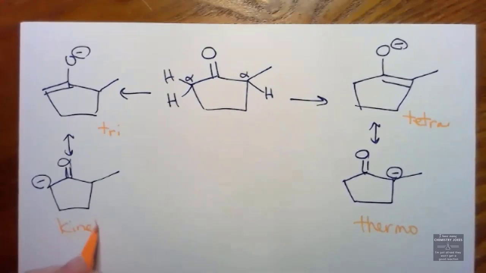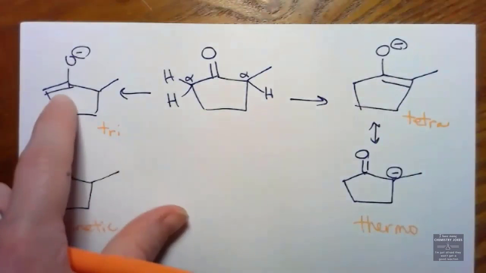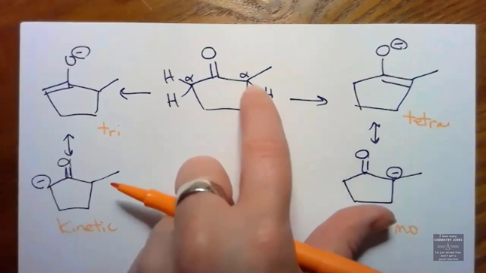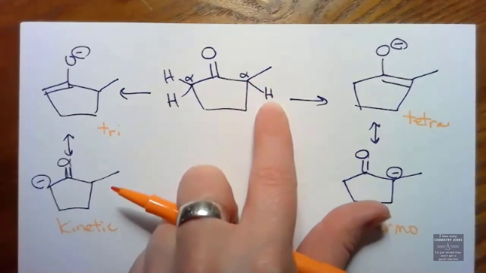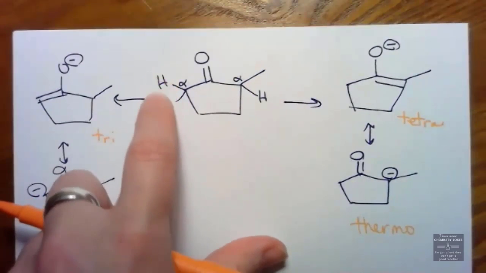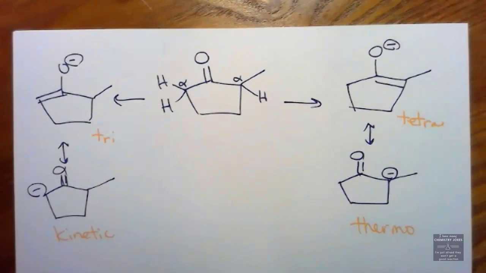This is the thermodynamic enolate. This is the kinetic enolate. Thermodynamic enolate is the more stable alkene. Kinetic enolate is the less stable alkene. Thermodynamic enolate comes from the alpha hydrogen on the carbon that has the fewest alpha hydrogens. The kinetic enolate comes from these very accessible, quickly accessible, very available, multiple alpha hydrogens side. Thermo comes from the alpha with the fewest hydrogens. Kinetic comes from the alpha with the most hydrogens.